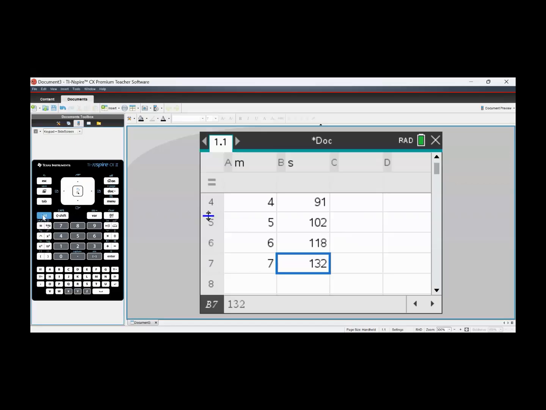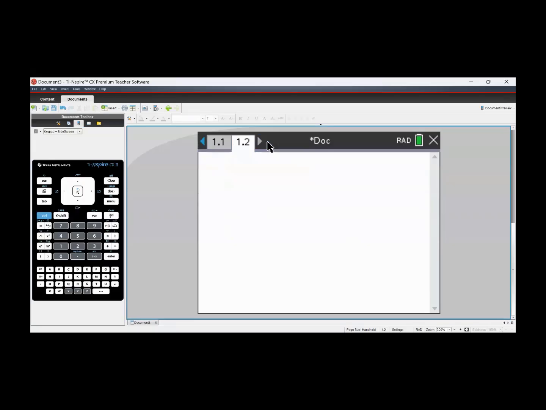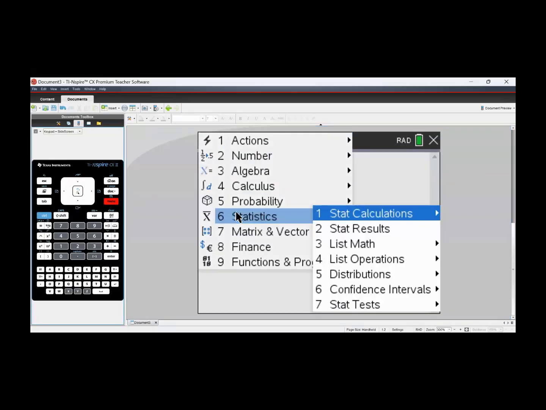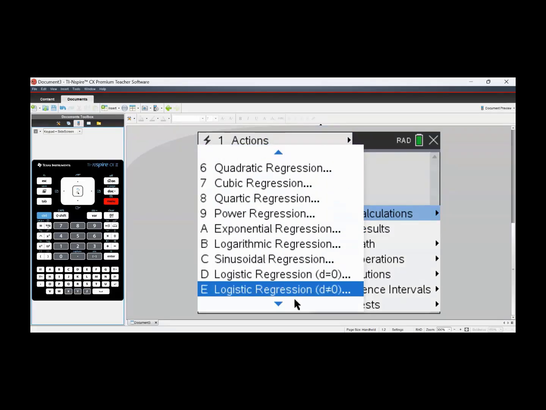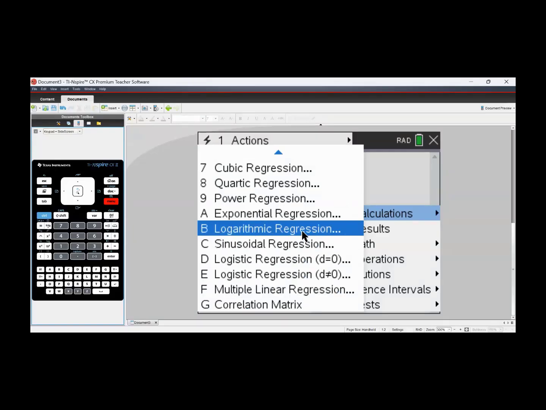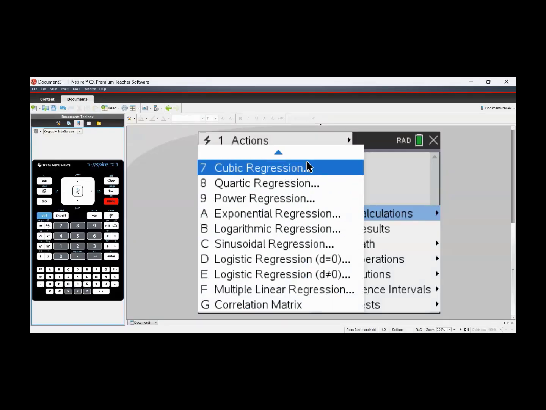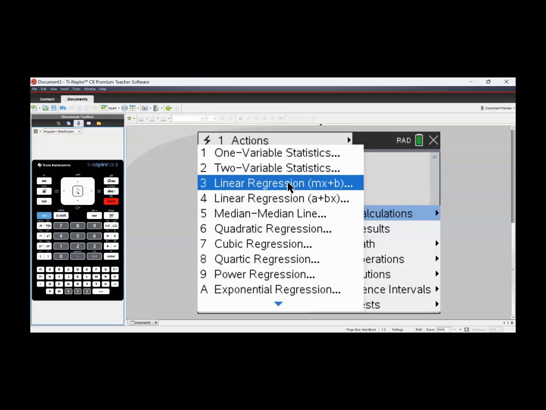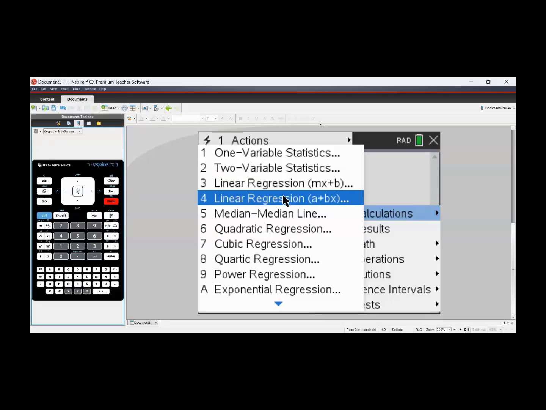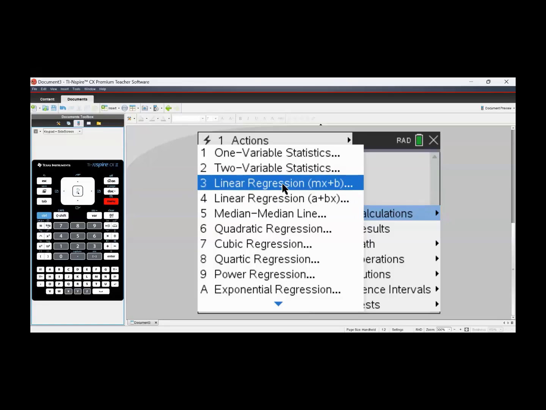Now we're going to add another page, and this time a calculator page. Menu, Statistics, Stat Calculations, and here is where we can find all of our regression types. There's all kinds: sinusoidal, logarithmic, exponential, power, quartic, cubic, quadratic, median line, which we'll never use. Now notice there are two linear regressions. We usually write our equations in the form mx plus b, so we're going to use 3. There are other people who write it in the form a plus bx. Oftentimes that's in different sciences, but we're going to use the one here. Both of them are correct, so it really doesn't matter.